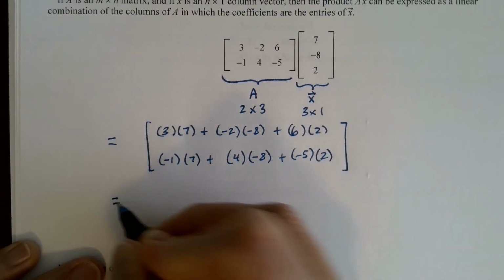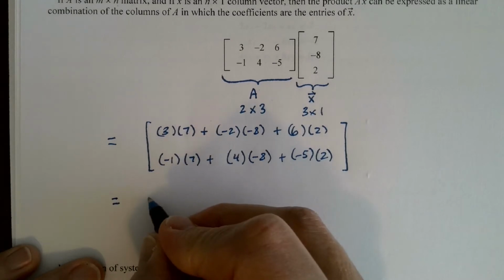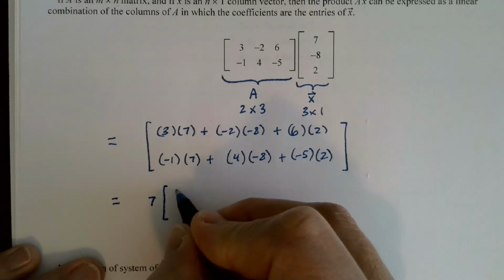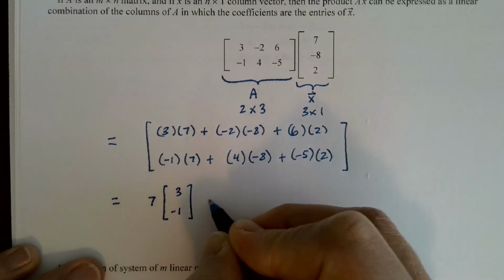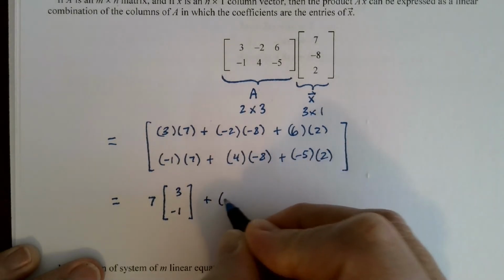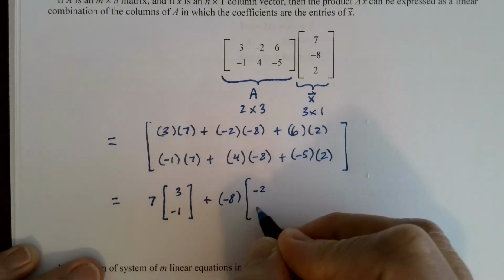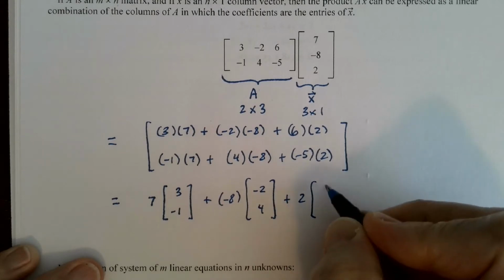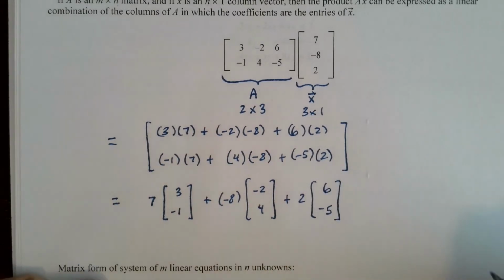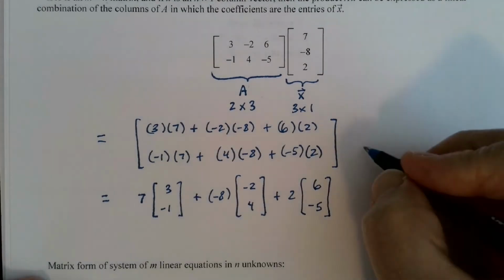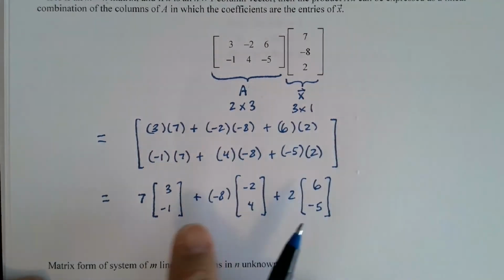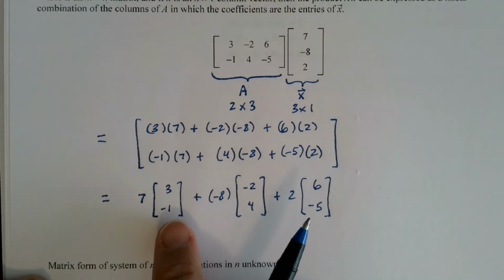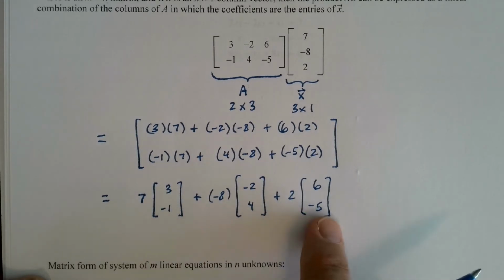And I'm going to simply rewrite this a little bit differently and see if you agree this is the same thing. 7, which is the same multiplier, times the column vector 3, -1. And then plus, here the multiplier is -8 times the column vector -2, 4. And then here 2 times the column vector 6, -5. Okay? In both cases we're going to get the same result, because this is a linear combination of 3 vectors, 3 2x1 column vectors.